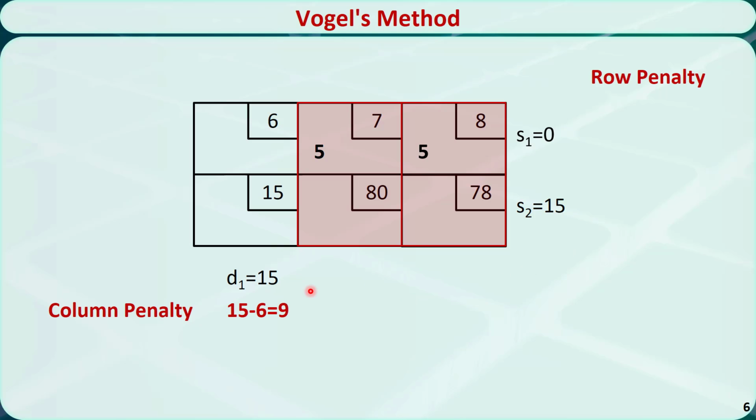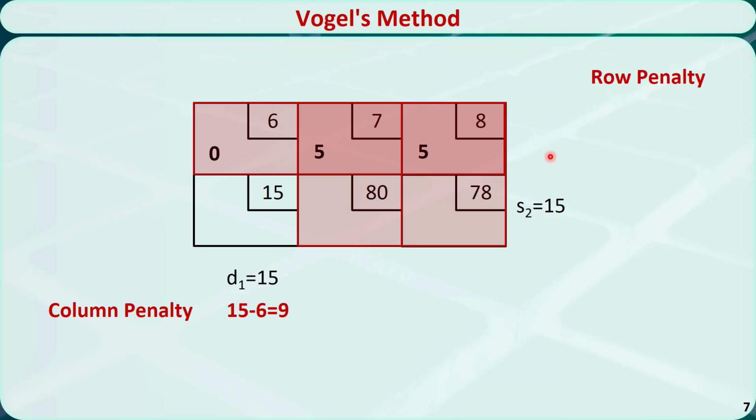Now we need to find the row or column with the largest penalty, which is the first column with a penalty of 9. Then we need to find the cell with the smallest unit cost in this column, which is the top cell with a cost of 6. The largest amount we can allocate to this cell is 0. We put 0 here and subtract it from S1 and D1. S1 will still be 0, D1 will still be 15. We cross out the first row and remove S1 because S1 is equal to 0.